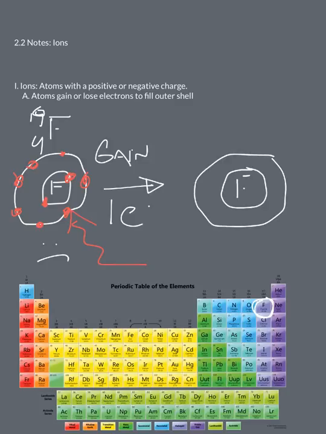Now if I looked at fluorine, it would have 2 in the first shell and 8 in the second shell. And essentially what that does is that now fills its outer shell. So it is now full. We would still write it fluorine 9, 19, and now it is a 1 minus. So it has 1 negative charge.